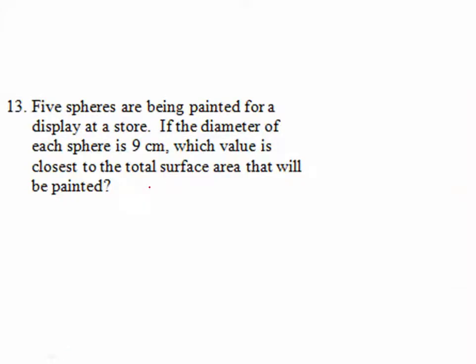5 spheres are being painted for display at a store. If the diameter of each sphere is 9 centimeters, which value is closest to the total surface area that will be painted? Well, the total surface area of a sphere, the formula is 4 pi r squared. So we look here, we have a diameter of 9, and I need a radius. So 9 divided by 2 is 4.5. That converts my diameter into a radius. So now all I do is plug in my numbers.